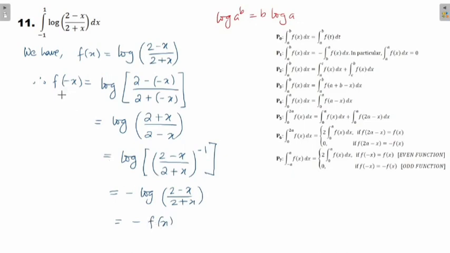So again it is following the second case. That's why the value of this integral turns out to be 0. The last part you will write by yourself. Using P7 we have this integral equal to 0. You will write it by yourself. So you may pause the video and note down the solution.